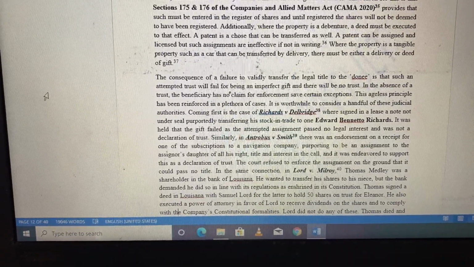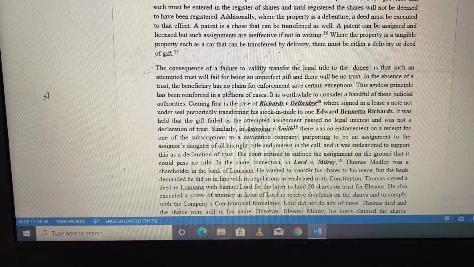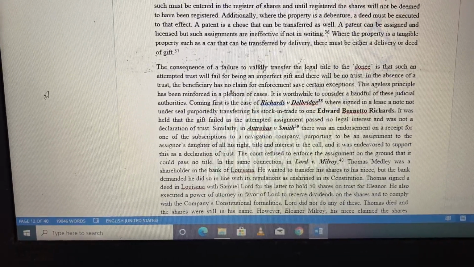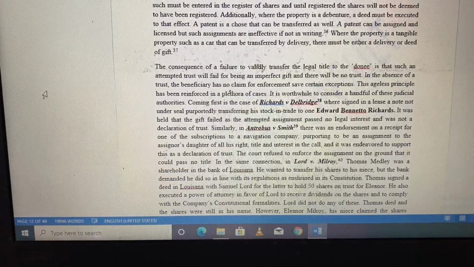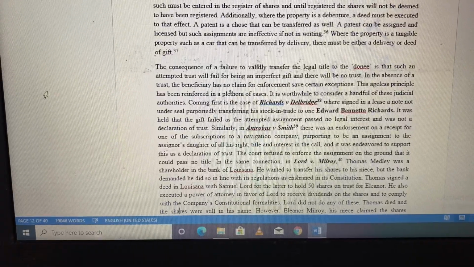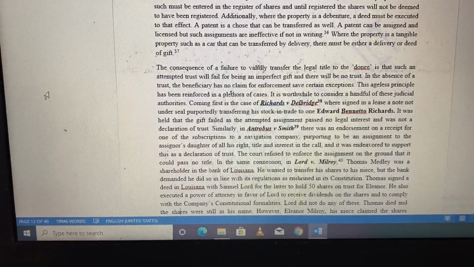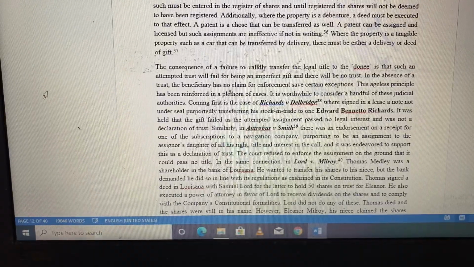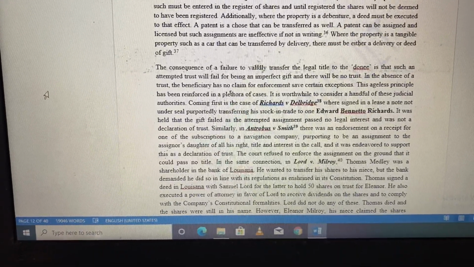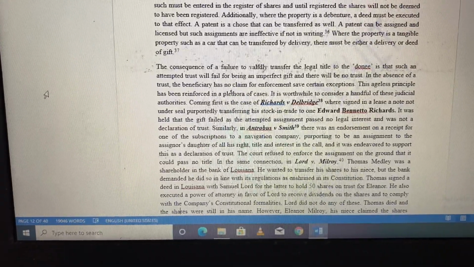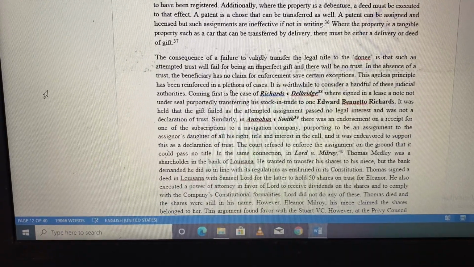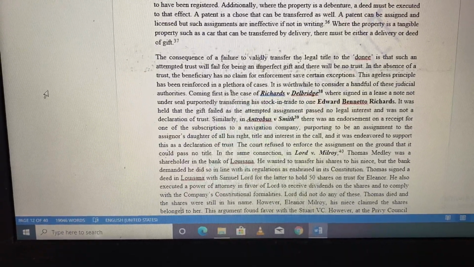Furthermore, Milroy v Lord was a case where Thomas Medley was a shareholder in a bank of Louisiana. He wanted to transfer his shares to his niece, but the bank demanded that he do so in line with its regulations as enshrined in its constitution. Thomas signed a deed in Louisiana with Samuel Lord for the latter to hold 50 shares on trust for Eliano. He also executed a power of attorney in favor of Lord to receive dividends on the shares and to comply with the company's constitutional formalities.